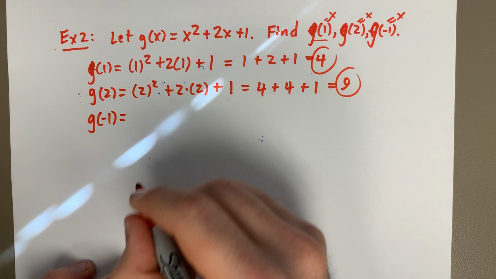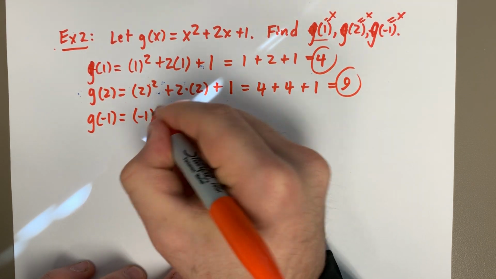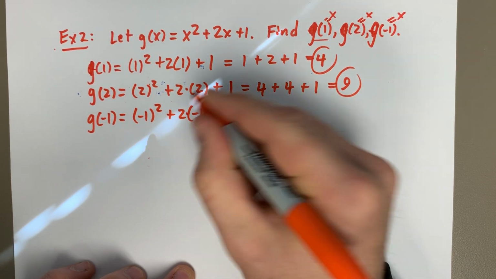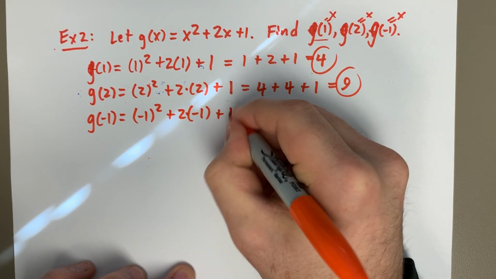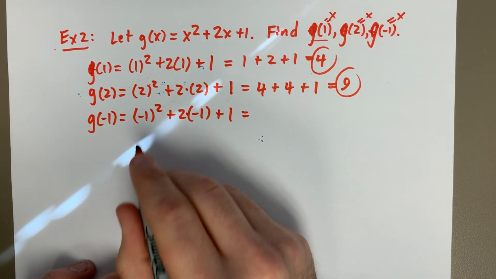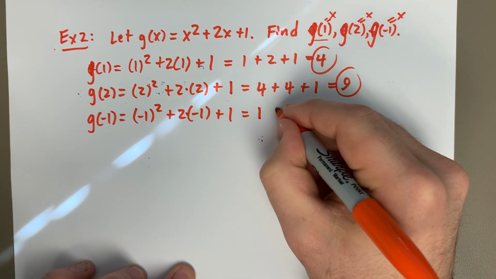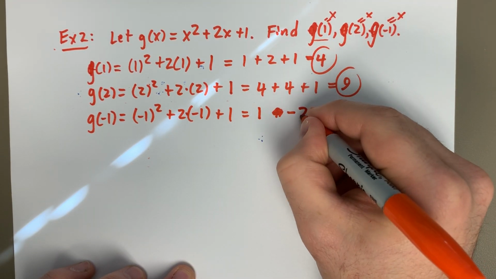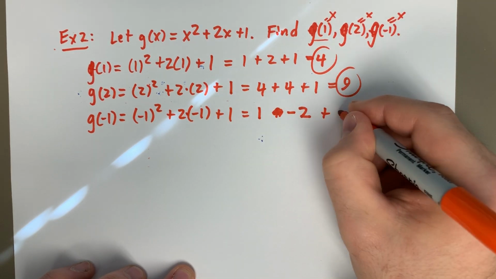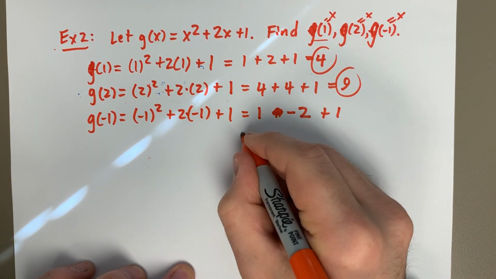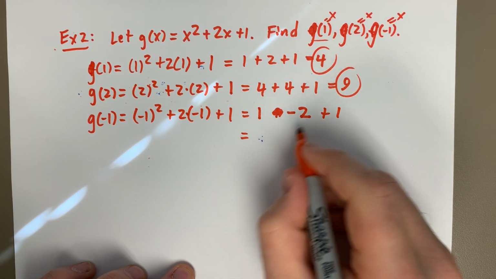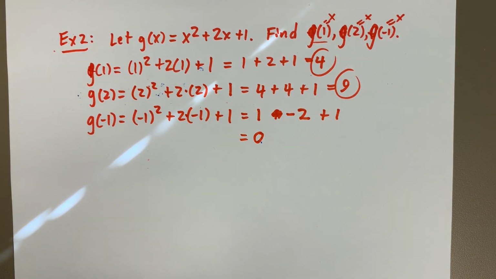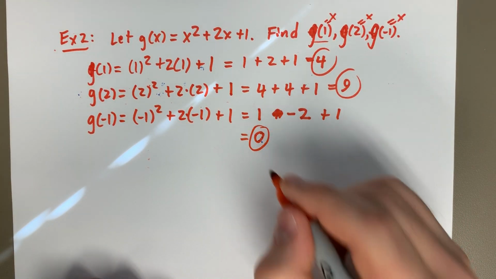All right, let's take a look at g of minus 1. Every place I see an x, I'm going to replace it with a minus 1. So I have minus 1 squared plus 2 times minus 1. That's a times, not subtraction. Plus 1. So this gives me, well, what's minus 1 squared? That's just 1. 2 times minus 1 is minus 2. And then we have this plus 1 here. Okay? And that is equal to, well, we have 1 plus 1 minus 2. So this is actually 0. Okay, so I plug in minus 1, I got 0. And that's my answer for that.